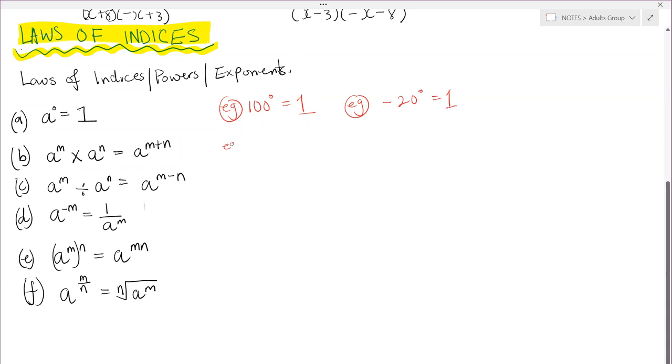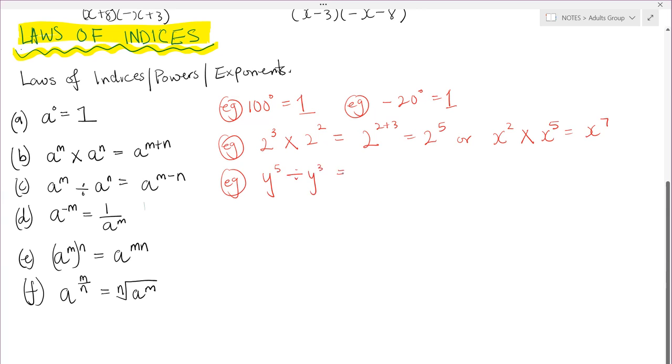So the second rule, which we are familiar with: when two same variables are multiplying by each other, you add the powers. So you have 2 to the power of 3 multiplied by 2 to the power of 2. Your answer is just 2 to the power of 2 plus 3, which is 2 to the power of 5. Or x squared multiplied by x^5, we know that's just x to the power of 2 plus 5, which is 7. Same thing, y^5 divided by y^3, we just say that's y^(5 minus 3), which is y squared.